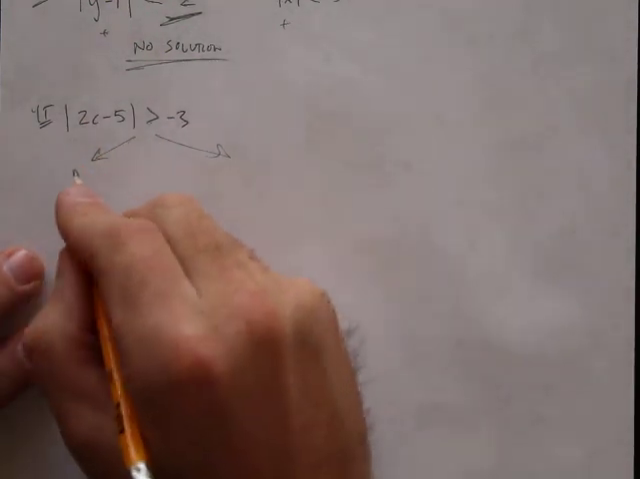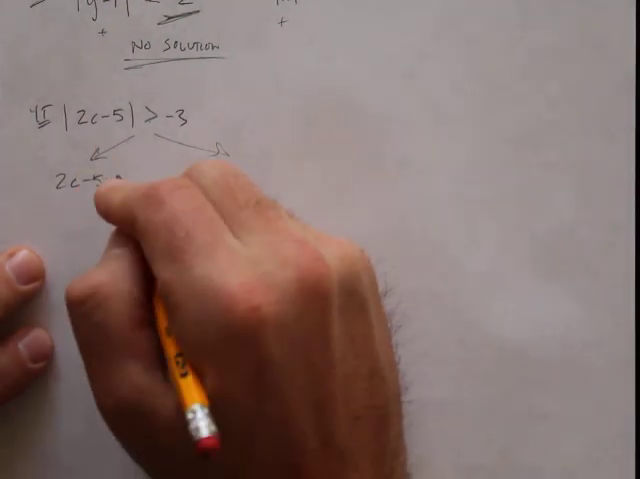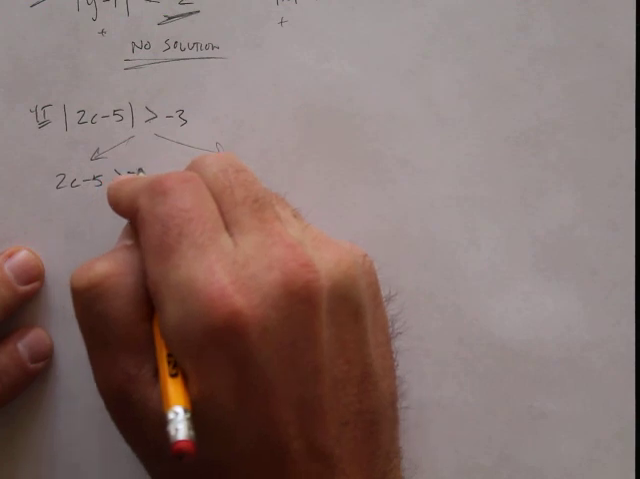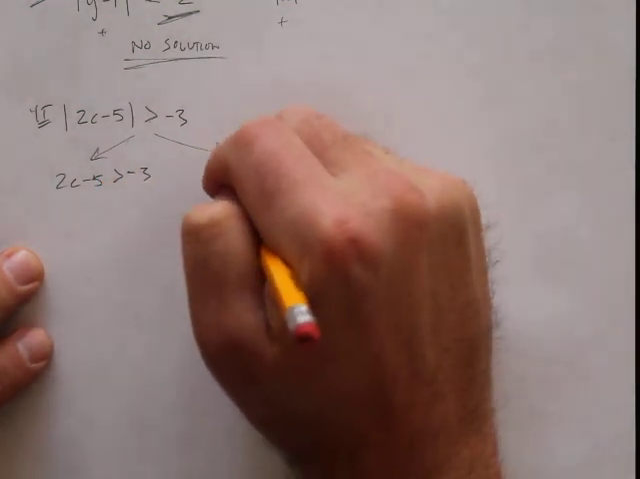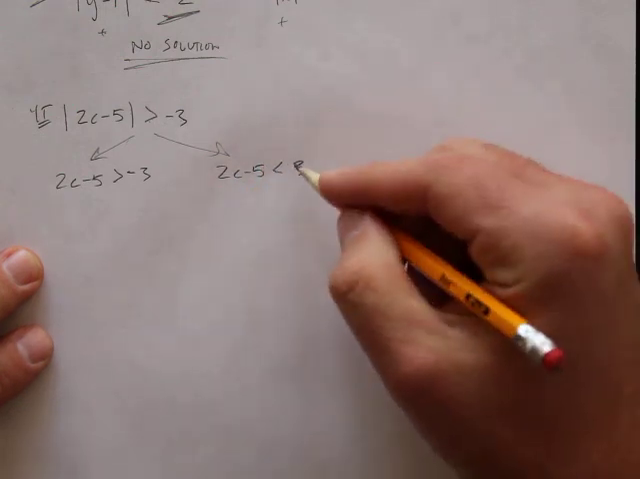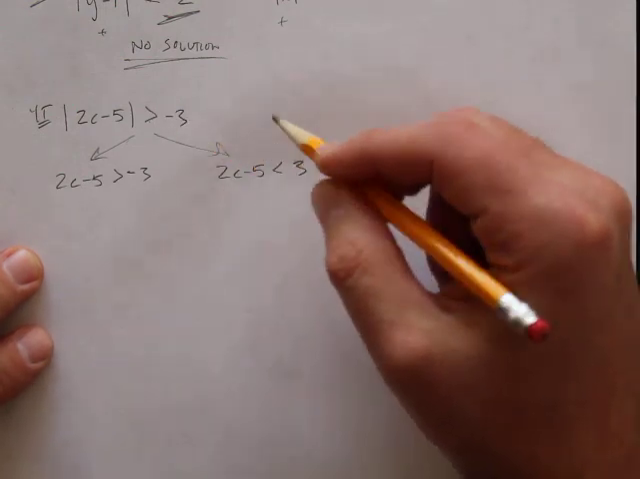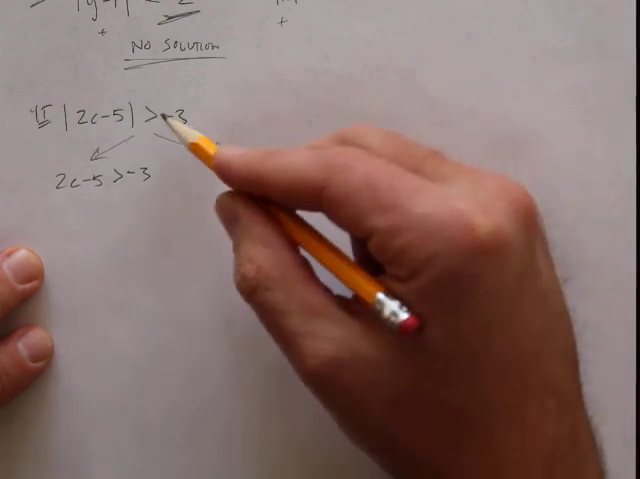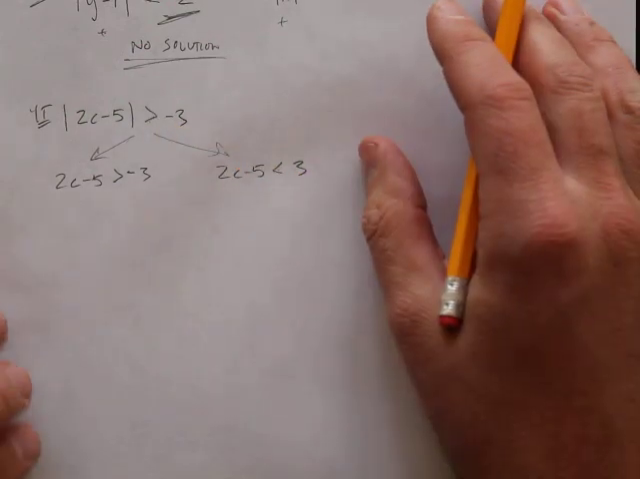Okay, let's see how you did. 2c minus 5 is greater than negative 3. And 2c minus 5 is less than positive 3. So I changed my sign from negative 3 to positive 3, and I changed my inequality from greater than to less than.